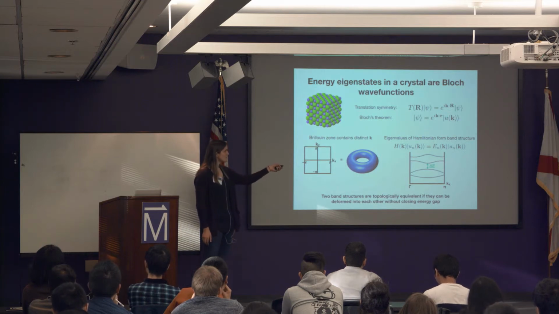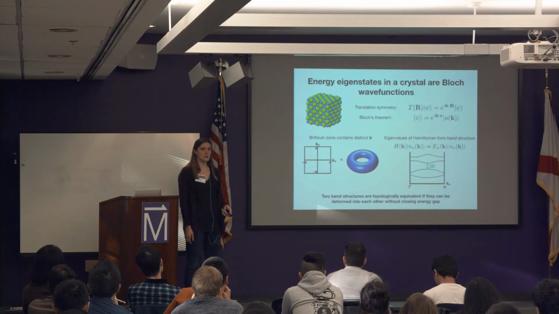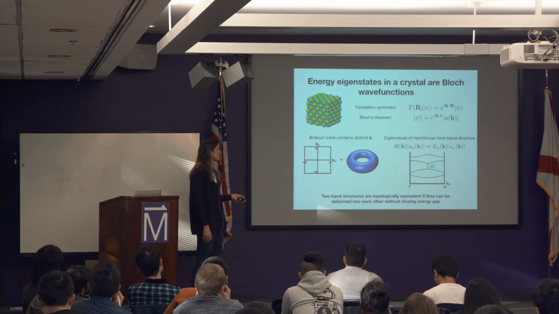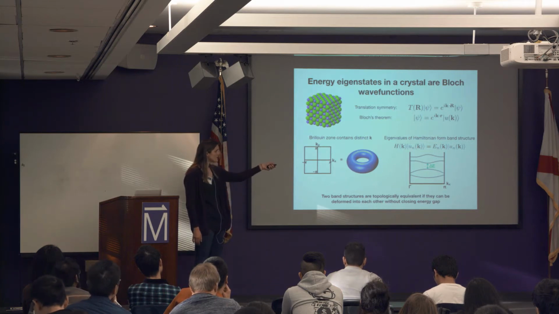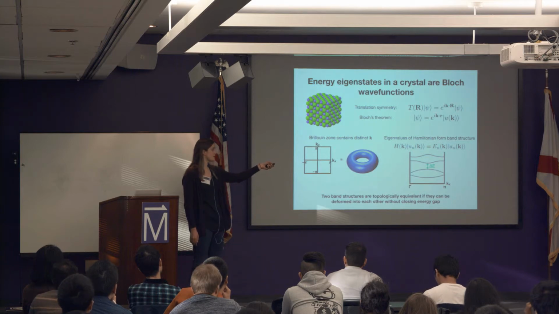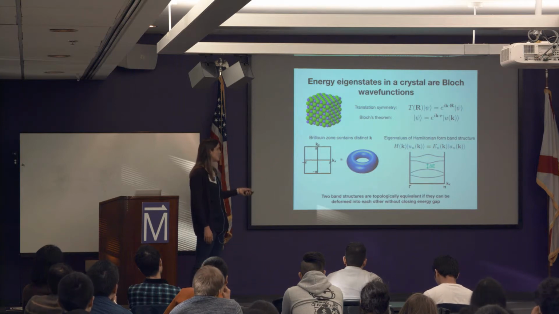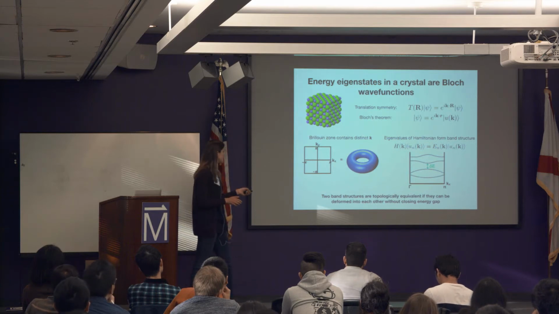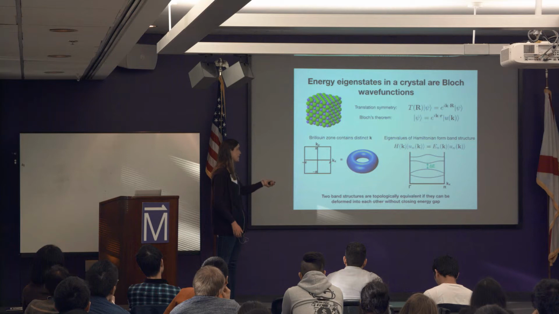And each one of these eigenstates is labeled by a K. We get the K from its eigenvalue under translation symmetry. And so these Ks, you can see that they are only defined up to reciprocal lattice vectors, because they only appear in a phase of the exponential. So that means that we only need to consider a finite number of K. And these finite Ks are what define the first Brillouin zone.